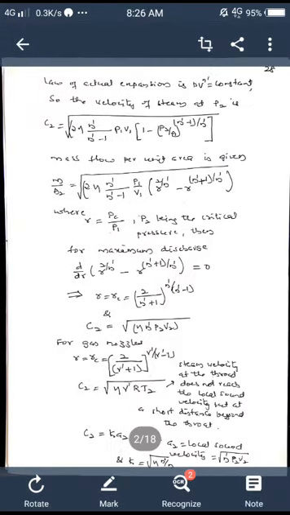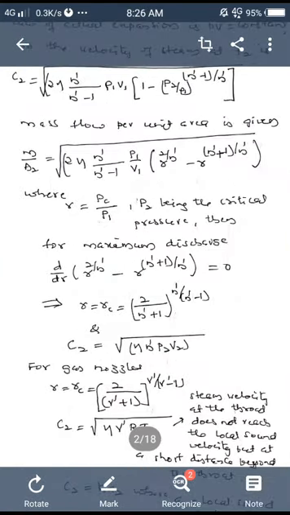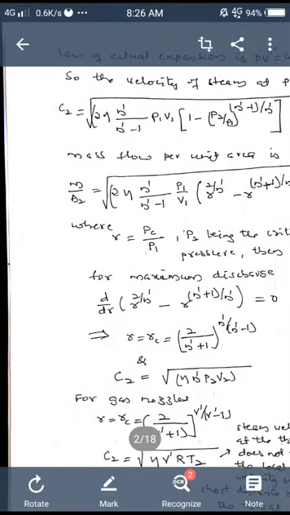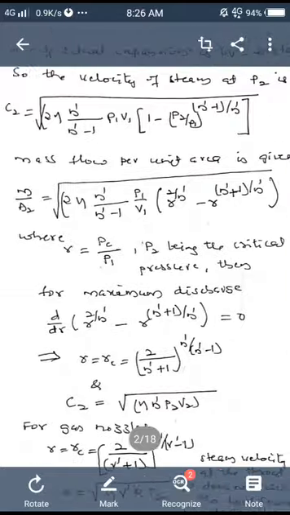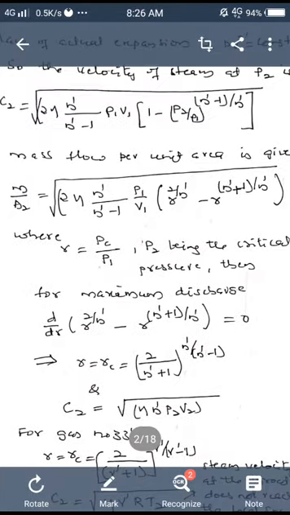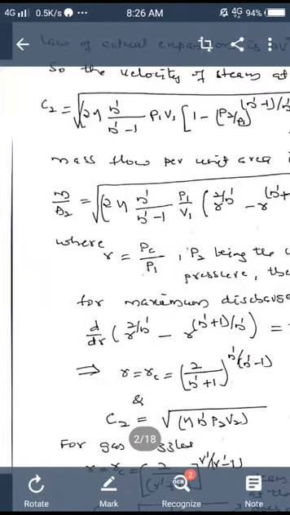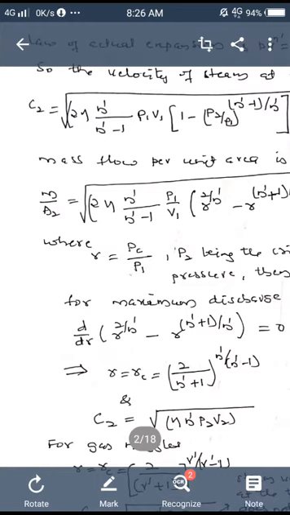Now we will find out the effect of friction on the critical pressure ratio. The expression for velocity is given here: C2 = √[2η n'/(n' − 1) P1V1 (1 − (P2/P1)^((n' − 1)/n'))]. Here n' is the index of expansion in place of n, and η is the nozzle efficiency. Similarly, the mass flow rate is given here.